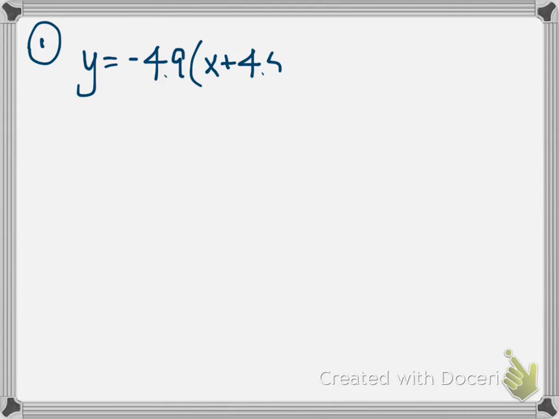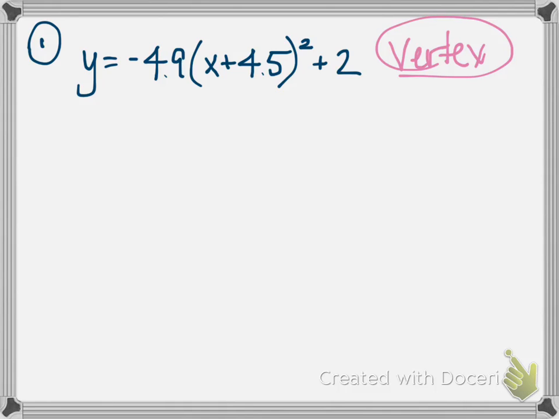So, number 1. That is not what I needed to start out. Okay, let's try that again. Number 1. We have y equals negative 4.9 parentheses x plus 4.5 squared plus 2. Okay, so by now we should hopefully know that this is in vertex form. Why do we know that? If you don't, because the parentheses squared tips us off that we are already in vertex form.